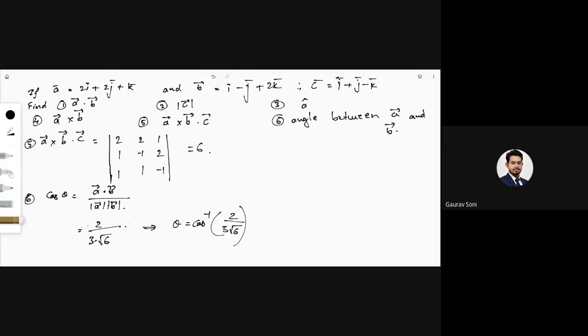Okay, so this is all we have seen in the previous lecture. So now we need to start with vector differentiation.